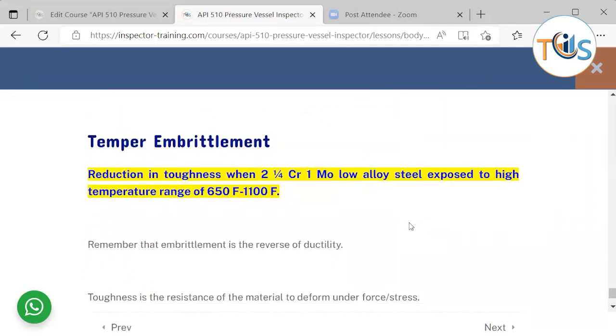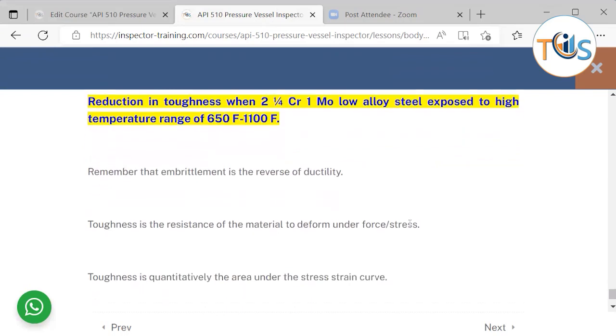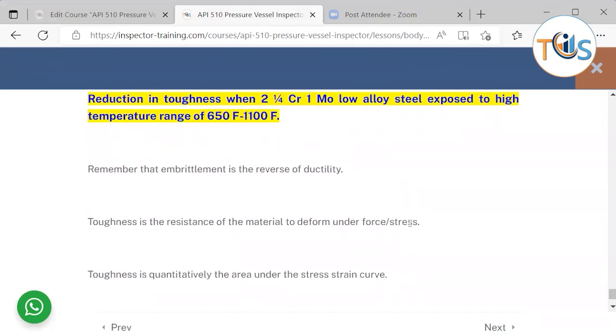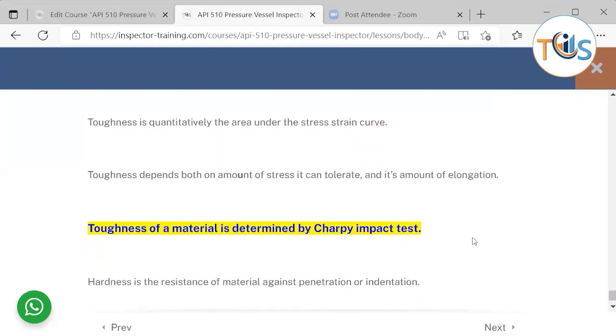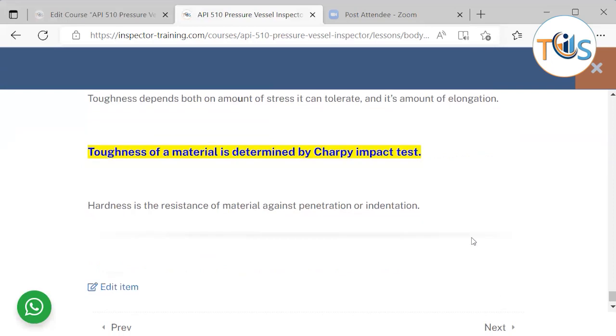Temper embrittlement is a reduction in toughness under high temperatures, 650 to 1100, and the most susceptible material is 2.25 chrome 1 molybdenum low alloy steel, which shows a sudden drop in toughness and fails. You should remember that embrittlement is the reverse of ductility, and toughness is the resistance of a material to deformation under force or stress. Toughness, quantitatively, is the area under the stress-strain curve, and it depends on the amount of stress it can tolerate and its amount of elongation. The toughness of a material is determined by the Charpy impact test.